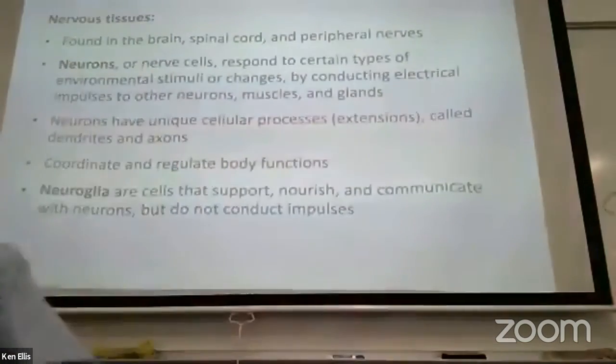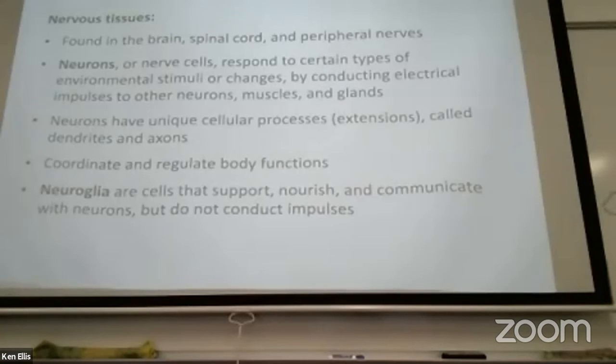Okay. All right, let's get this last one. So we have here nervous tissues: brain, spinal cord, peripheral nerves. The thing you're looking at on the slide is going to be a neuron. These nerve cells respond to certain types of environmental stimuli, changes, by conducting electrical impulses to other neurons, muscles, and glands. Neurons have unique cellular processes. They have extensions called dendrites, which are many and numerous, and axons, which should be one. They coordinate and regulate body functions.